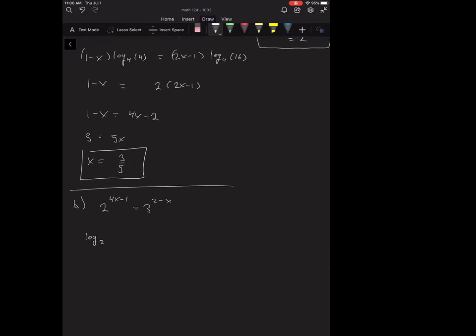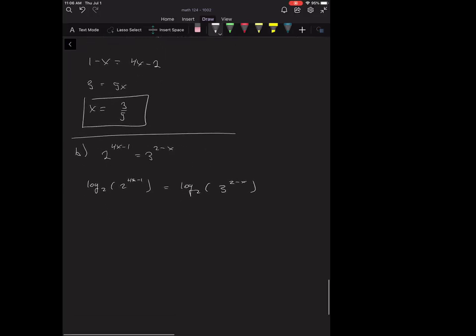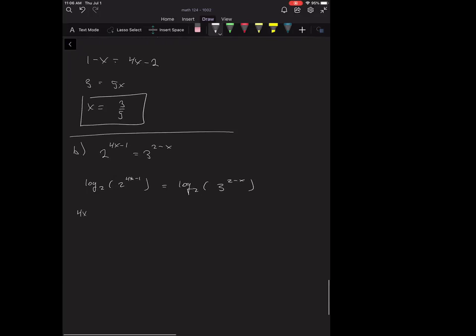So if we did log base 2 of 2 to the 4x minus 1 is equal to log base 2 of 3 to the 2 minus x. On the left-hand side, we can bring that power of 4x minus 1 into the front, and we have log base 2 of 2. On the right, we can bring that power of 2 minus x in front, and we have log base 2 of 3. So on the left-hand side, it's just 4x minus 1, since log base 2 of 2 is equal to 1. On the right-hand side, we can't really simplify log base 2 of 3.